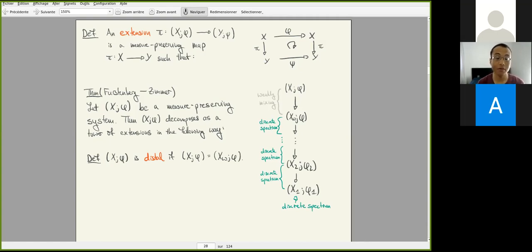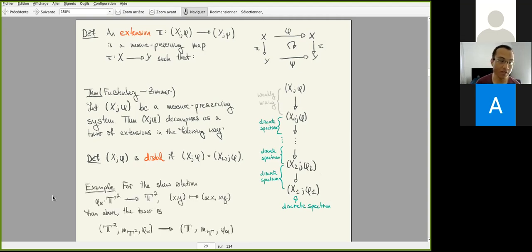We also say what it means for a measure-preserving system to be distal. We just call it distal if we don't need this gap here with the weakly mixing extension at the end. So X is already equal to this X omega, which means that we can start with a discrete spectrum system and build our desired system up by using discrete spectrum extensions.